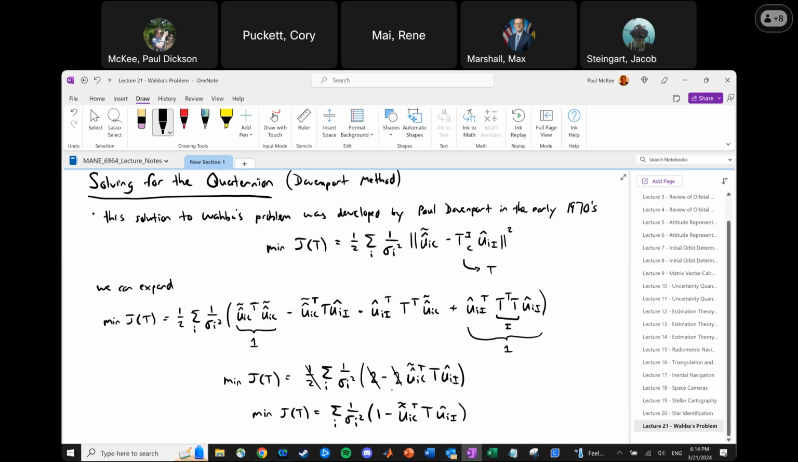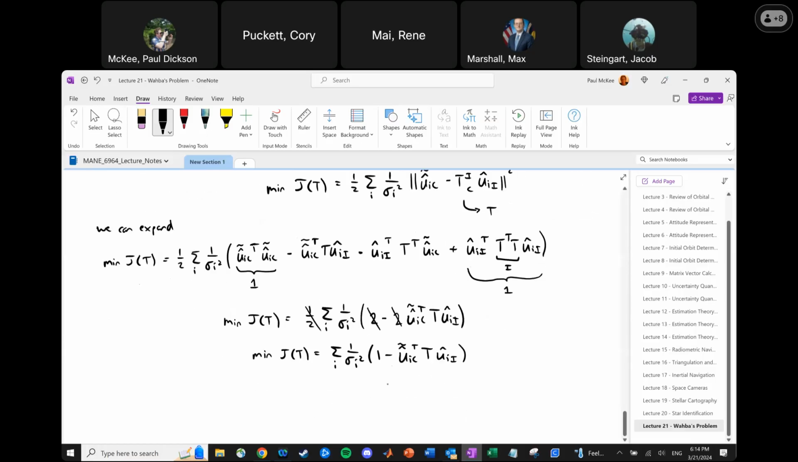U_I. Okay. Now what we're going to do is distribute a little bit. So this 1 is going to become its own separate term. So we're left with the min of J of T is equal to the sum over all I, 1 over sigma I squared, minus the sum over I, 1 over sigma I squared, U_I transpose T U_I.